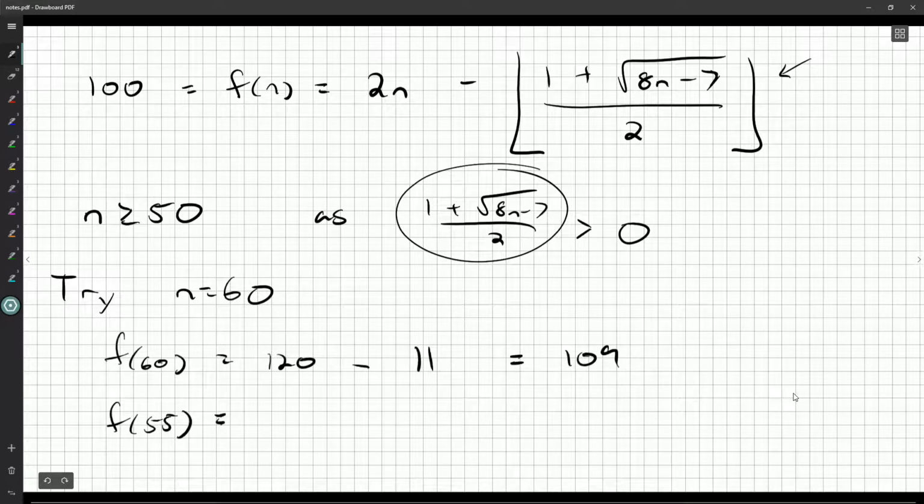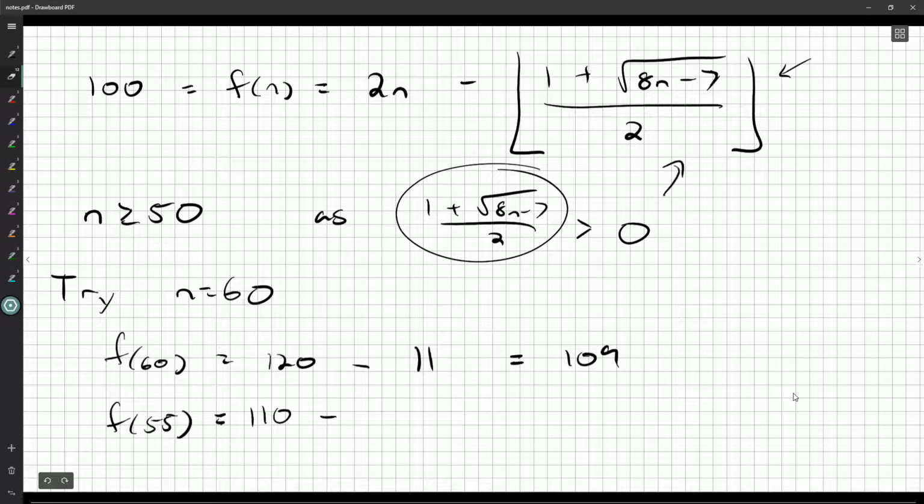Basically, I'm doing a computer search. I know 50 won't work because I already did that one. 60 is too high. Let's try halfway between the two. So that would be 110 minus, again, about 11. That's kind of interesting. We might talk about the range of values we get in here. Like what produces this being 11?